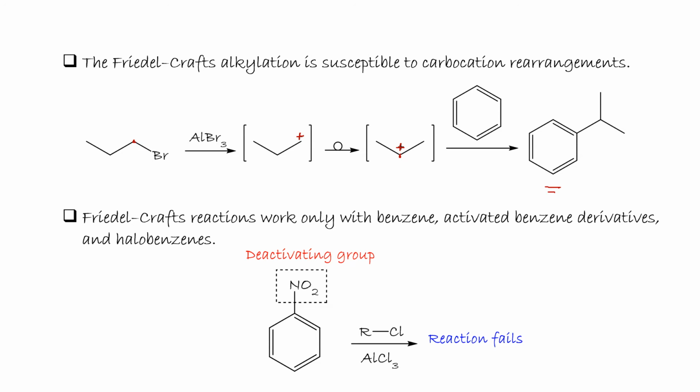Another limitation: if we have on benzene a substituent we call a deactivating group, like nitro, and again we will get to this later, what is meant by activating and deactivating. If we have a deactivating group and you try to apply Friedel-Crafts conditions, it doesn't work. Okay? So nitrobenzene cannot be alkylated under this condition, alkyl halide in the presence of aluminum chloride.